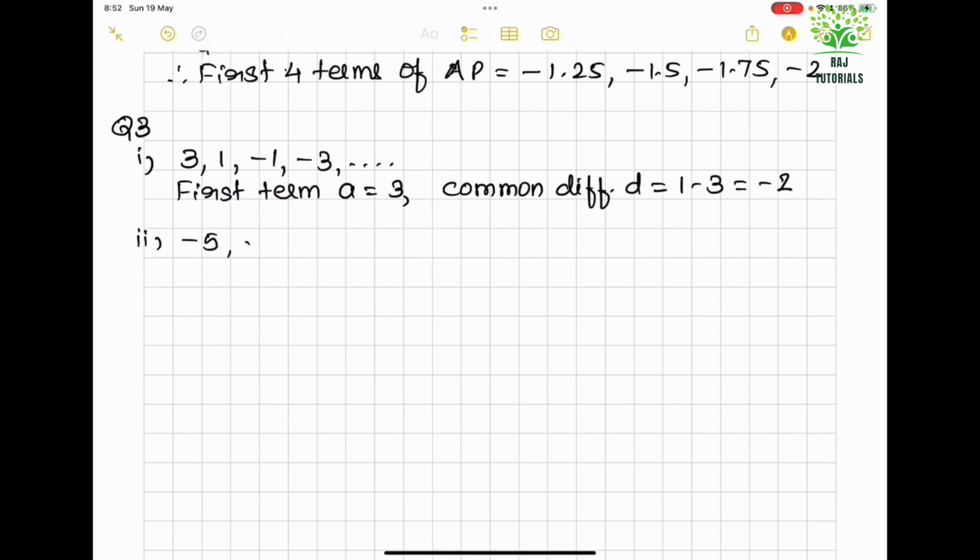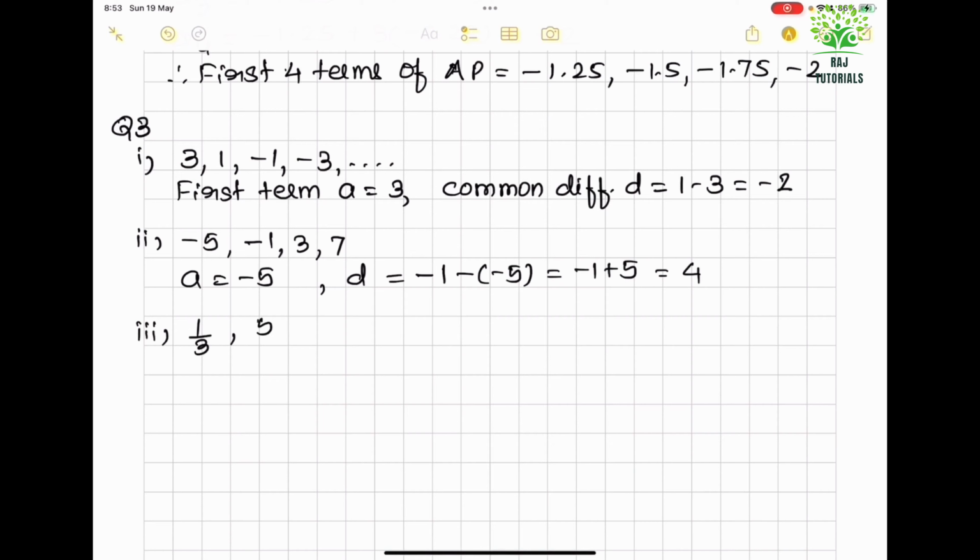Second is minus 5, minus 1, 3, 7. So A equal to minus 5, D equal to minus 1 minus of minus 5. So it will be minus 1 plus 5, so 4. Third one, 1 by 3, 5 by 3, 9 by 3, 13 by 3, and so on. So A is 1 by 3, D is 5 by 3 minus 1 by 3. So that is 4 by 3.